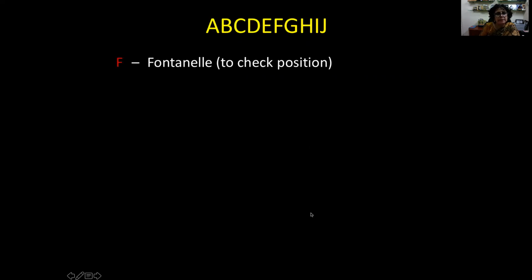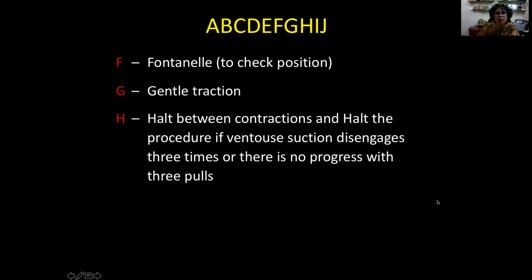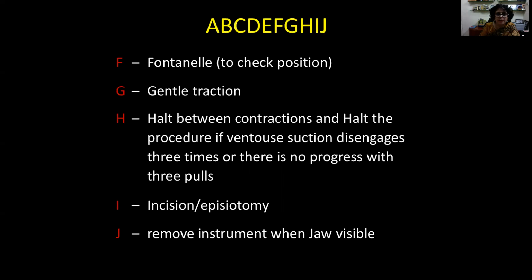F, fontanelles to check position. G, gentle traction. H, hold between the contractions and hold the procedure if the ventouse suction disengages 3 times and there is no progress with 3 pulls. Then I is incision and episiotomy, and J, remove instruments when jaw visible.